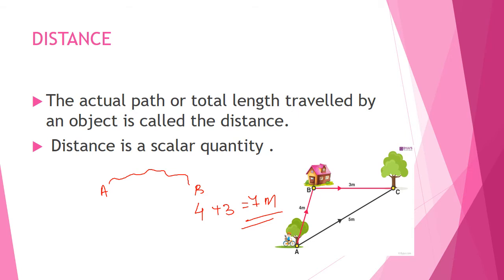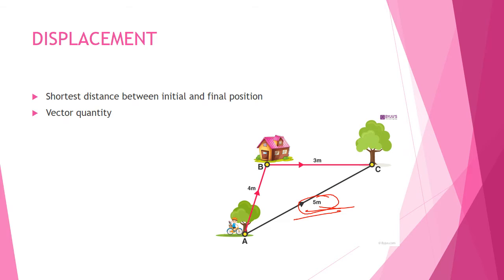From A to B he has taken 4 and from B to C 3. So the total distance we will get is 4 plus 3, 7 meter. So this is the distance, the total length or actual path traveled by the body. Okay, coming to displacement. Displacement means the shortest distance between initial and final position.